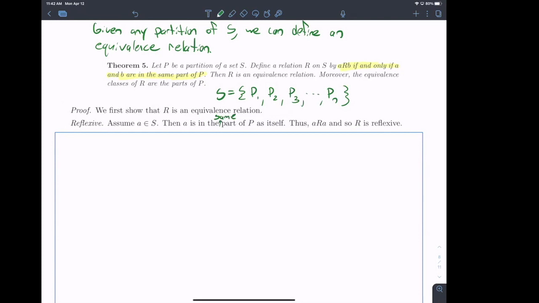So we take some element A, which is in the set. A is in the same part as itself. So therefore, by this definition, A is related to itself. There's our reflexive. Any questions about that one? Usually the reflexive property proof is really quick to show or disprove.